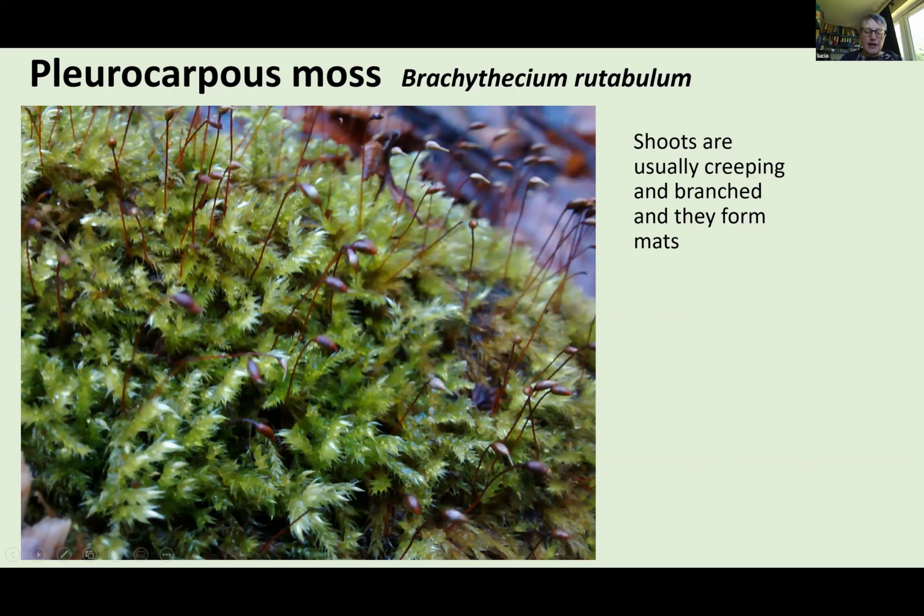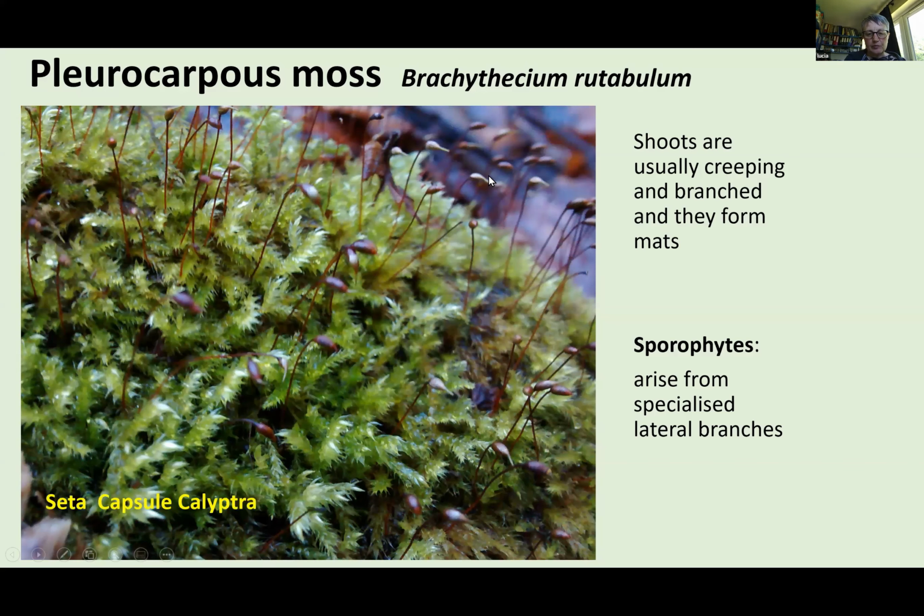So the sporophytes here, instead of arising from the tip of the shoot, they arise from side branches which are specialized for that. And when the sporophyte grows up and when the capsule is mature, it loses its calyptra. Now in this picture, some of these sporophytes still have the calyptra. I'm not sure how clear the picture is, but some of the sporophytes have got this white sheath on them, and that's the calyptra. There's some at the top of the right-hand corner of the picture, and some others, the calyptra has already gone, and you can see the capsule fully, and it has a lid on it.